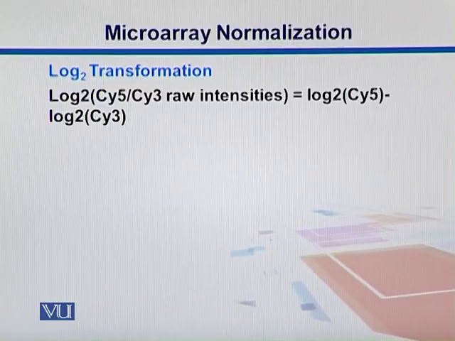Log2 scale is really helpful in these kinds of experiments. So we can take the log2 of CY5 versus CY3. If you take the log2, basically it's log to the base 2, so everything is represented in terms of the powers of 2. We can come up with this answer: log2 CY5 minus log2 CY3.